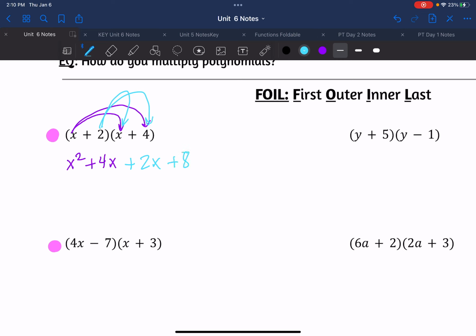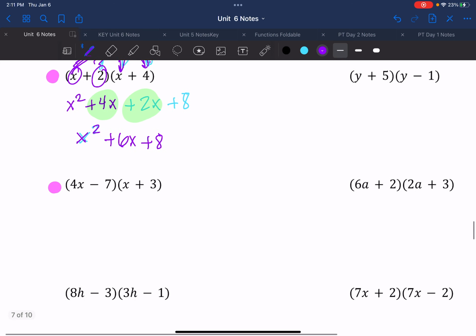And then now you just combine like terms. So you identify what the like terms are, and then you're done. So the only like terms that I have right now are this 4x and this 2x. And then you combine them. So we have x squared, 4x plus 2x is 6x, plus 8, and that's it. So that is double distribution, right? You take one term and multiply it twice over here. You take the second term, and you multiply it twice to the other one. That's double distribution, okay? All right, let me show you the box method that I'm talking about.